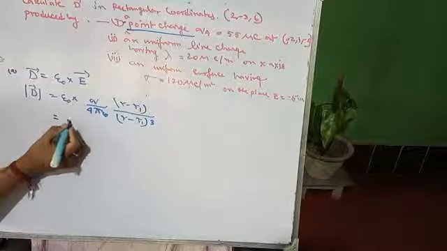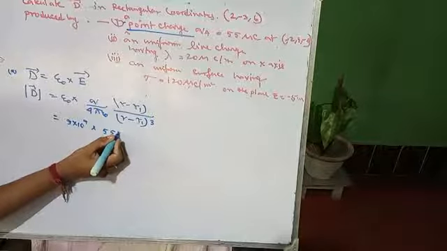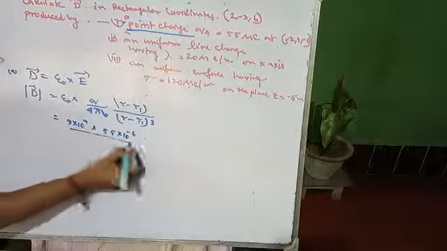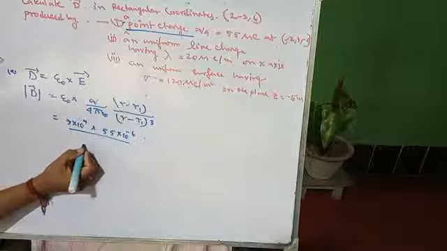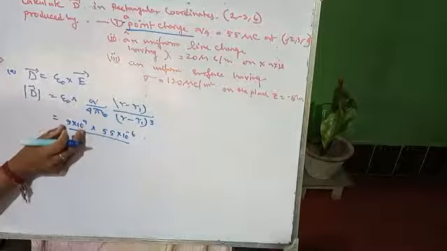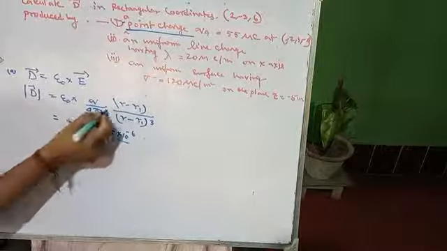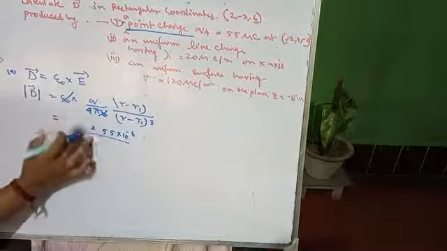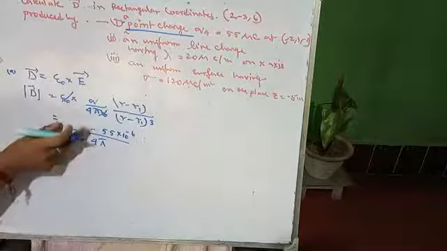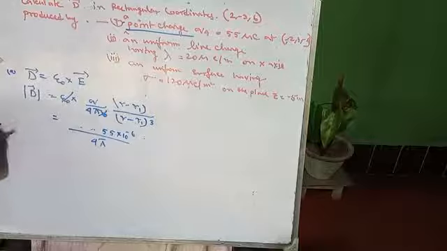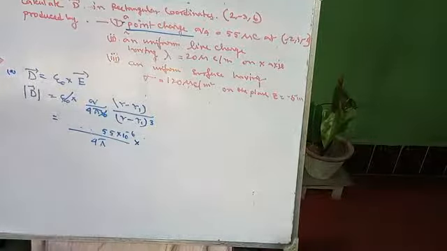So what will be your formula? 9 into 10 to the power 9 into 55 microcoulomb, 10 to the minus 6, divided by... 1 by 4 pi epsilon naught will be 9 into 10 to the 9. Actually the epsilon naught cancels out, so you just have to put 4 pi over here. No need to put the 1 by 4 pi epsilon naught value. Epsilon naught will be cancelled out, that's why we are taking only 4 pi over here. Into R minus R1.